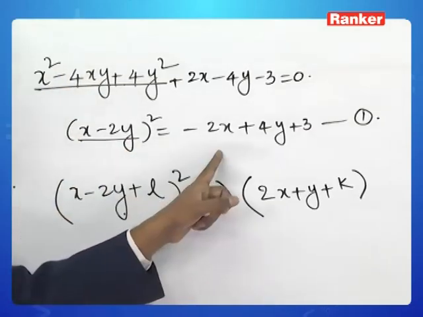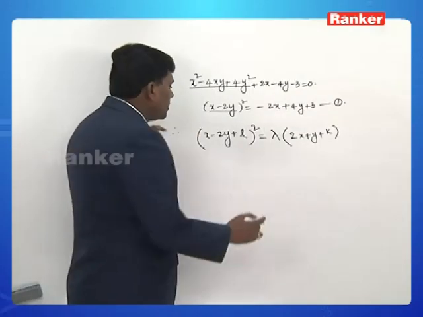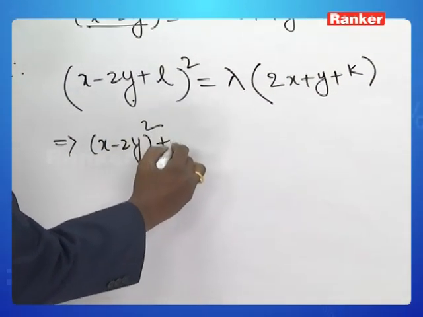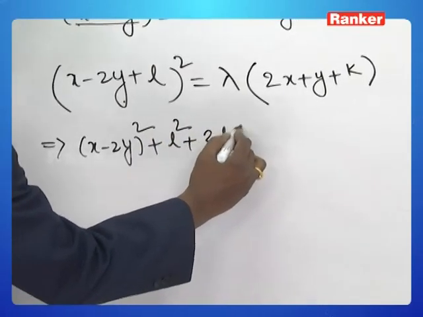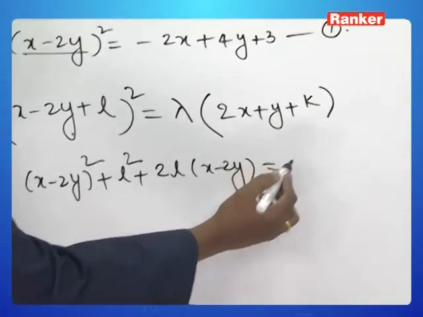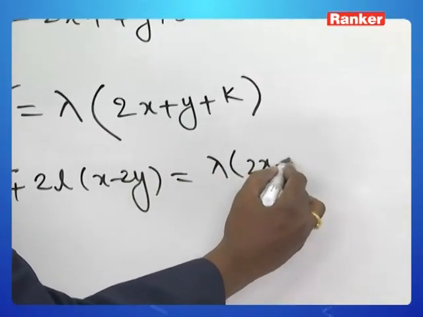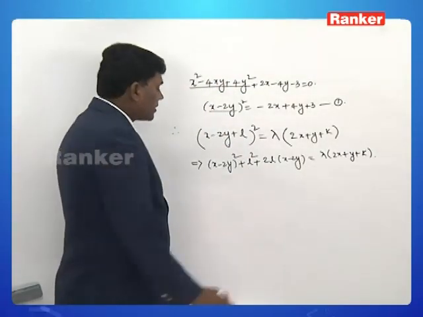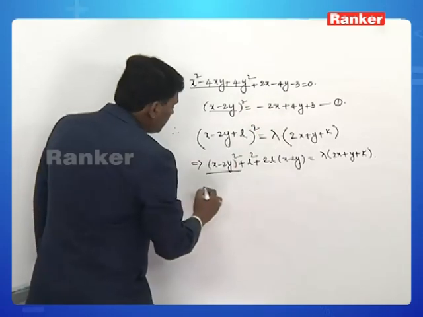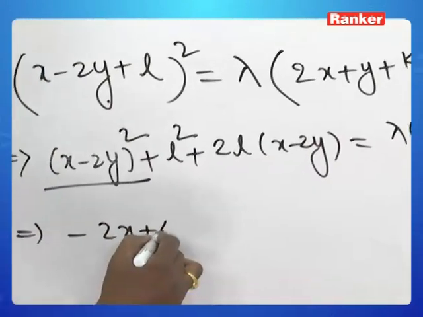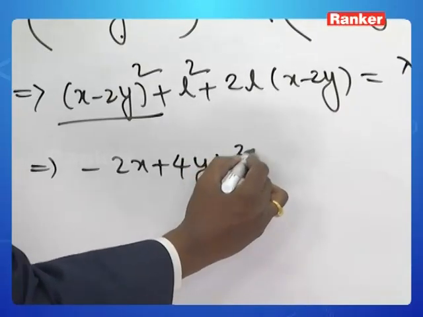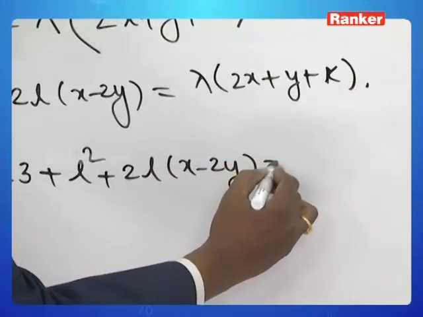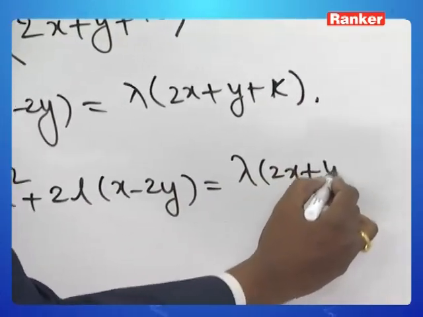For that we take the help of equation 1. If we expand this, (x minus 2y) whole square plus L square plus 2L into (x minus 2y) equals lambda into (2x plus y plus k). Replacing this perfect square with the expression from equation 1, we get minus 2x plus 4y plus 3 plus L square plus 2L into (x minus 2y) equals lambda into (2x plus y plus k).